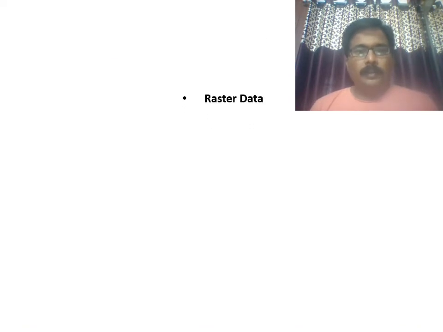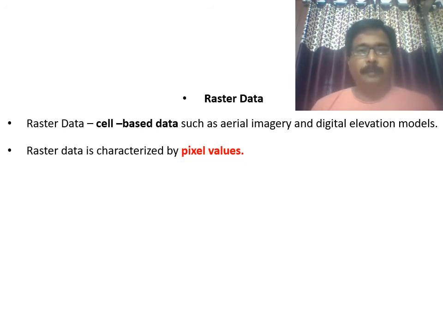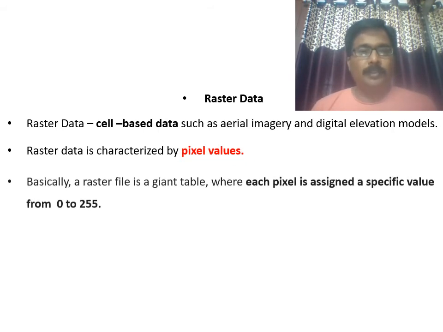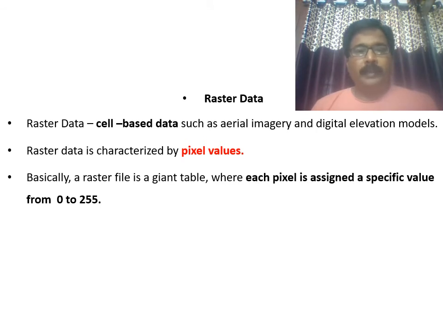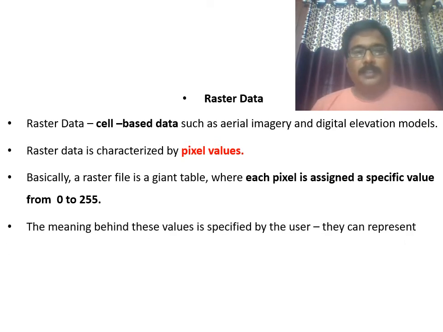Now let us look at the raster data. Raster data is basically cell-based data, such as what we have already known as aerial imagery or a digital elevation model. Every piece of information is stored in the form of a cell. This is characterized by pixel values. Every pixel takes some value, and this gives a very big table, and each pixel has an assigned value from 0 to 255, which represents the gray levels. And the meaning behind these values is specified by the user.